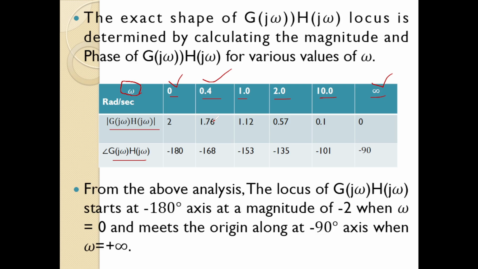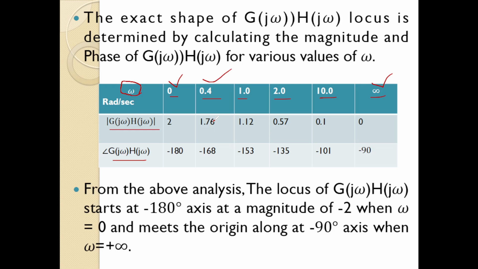If you substitute 1, then the magnitude of the open loop sinusoidal transfer function is 1.12 and angle is minus 153. If you substitute 2.0, magnitude is 0.57 and angle is minus 135. And if you substitute 10, magnitude is 0.1 and angle is minus 101. If you substitute infinity instead of omega, then you will get magnitude 0 and phase angle minus 90 degrees.